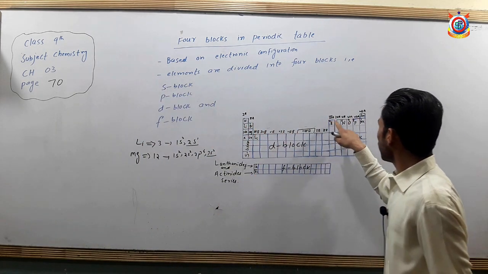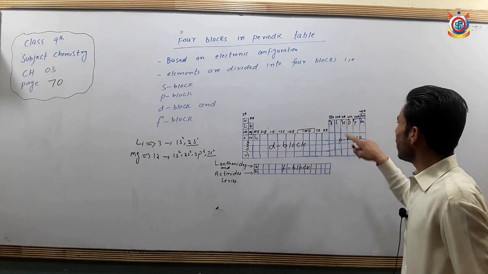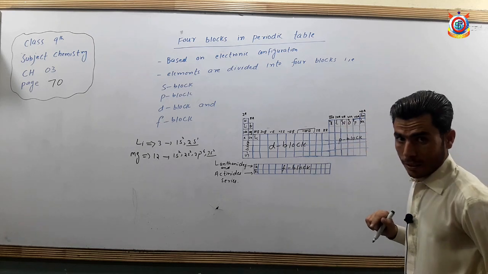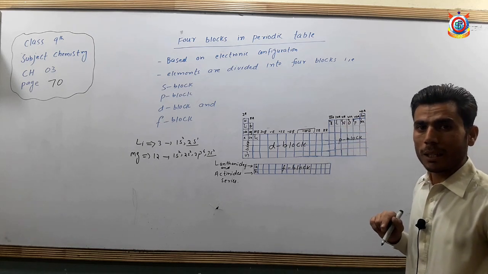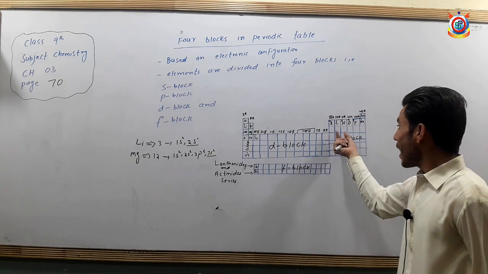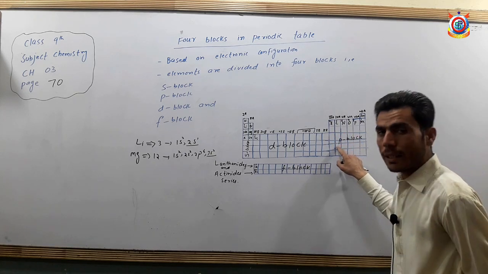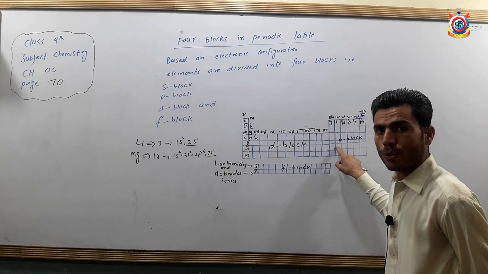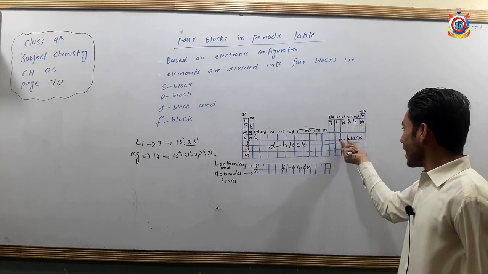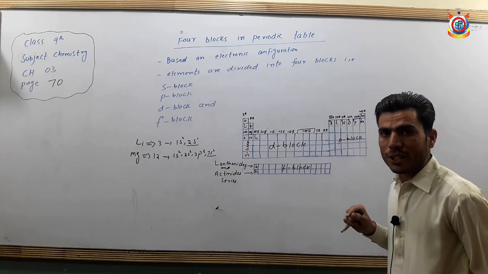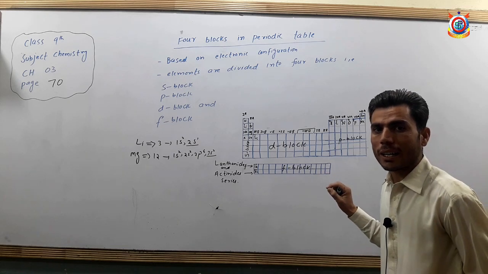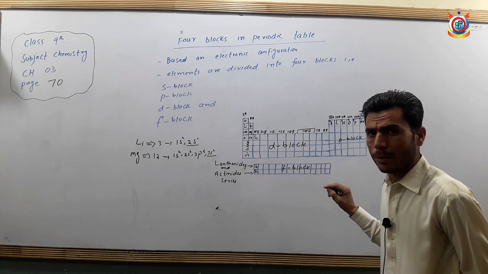From group number third A to group number 8A, these elements are called P block elements. Why are these elements called P block elements? Because their last electron enters into the P subshell. In the electronic configuration, the last electron enters into the P subshell, so that is why these elements are called P block elements.